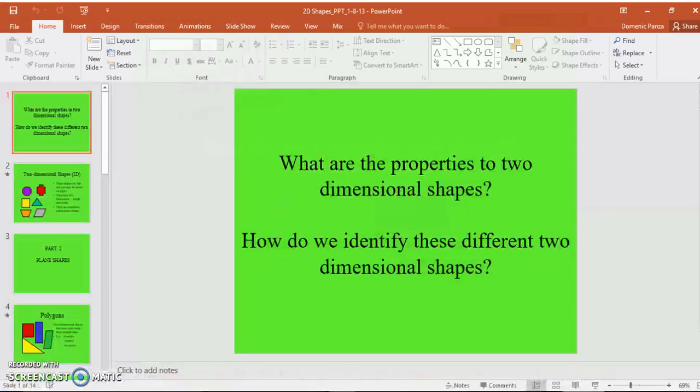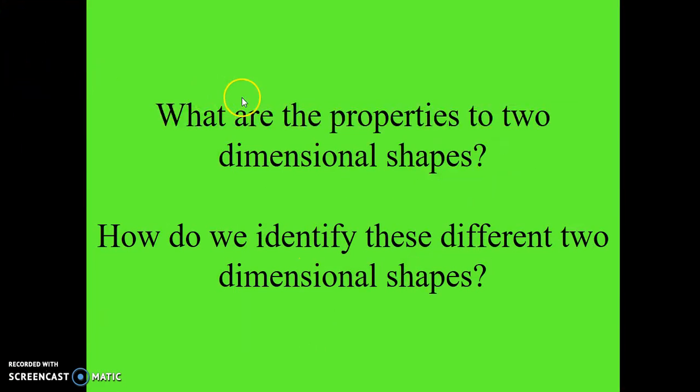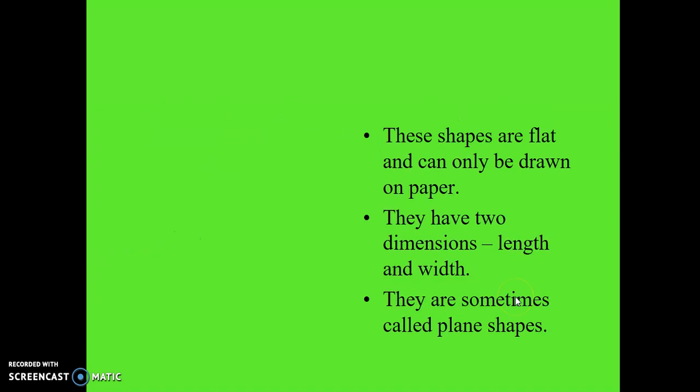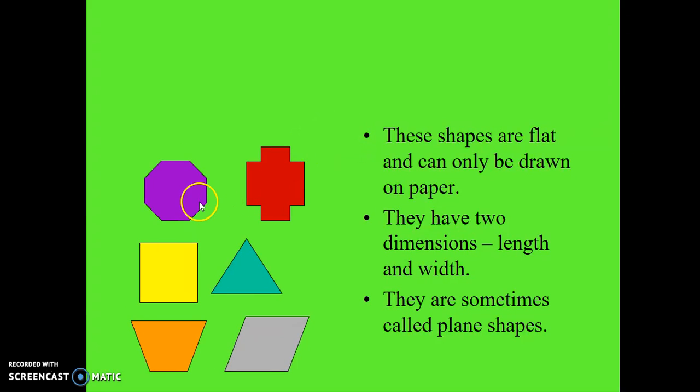So let's take a look at some questions to review the properties and see what you remember and how you can apply it. What are the properties of two-dimensional shapes, and how do we identify these different two-dimensional shapes? So let's take a look first. All of these are flat shapes, and they can only be drawn on paper. They only have length and width, and they are sometimes called plane shapes. Here are some picture examples: a dodecagon, an octagon, a square, trapezoid, triangle, and rhombus or parallelogram.